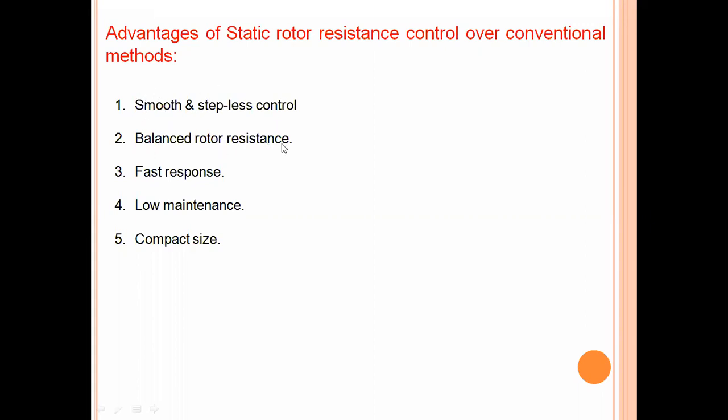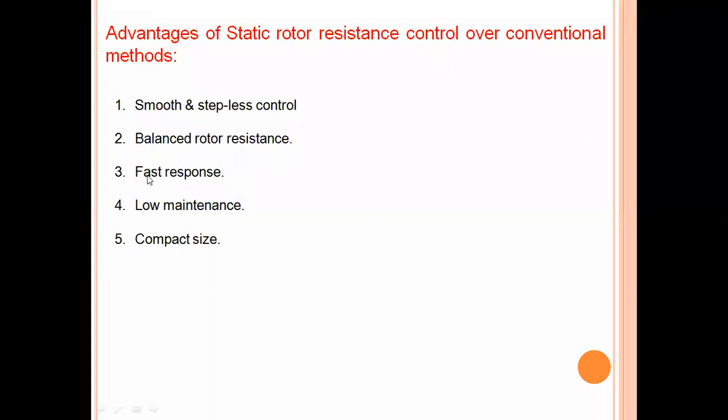And the second one, the balanced rotor resistance. Because in the conventional methods, we have seen that if the rotor resistance is unbalanced, then there is a chance of production of unbalanced currents as well as unbalanced voltage in the rotor part of the induction motor, which is a major disadvantage. Due to the unbalances, the motor stabilization will be gone. So balance of rotor resistance is important, but here we don't have any problem because the static control has a balanced rotor resistance. So this is also one of the advantages.